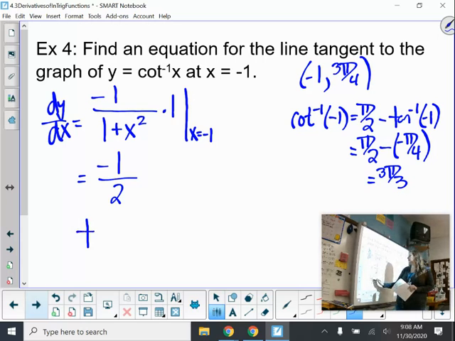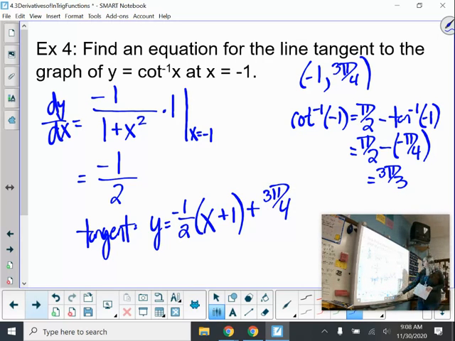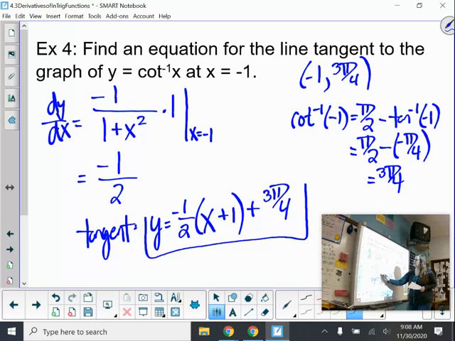So my tangent line is y equals negative 1/2 times x minus negative 1, so plus 1, and then plus 3 pi over, I realize here I wrote 3 pi over 3. That should be 3 pi over 4. So plus 3 pi over 4. And you can leave your answer like that. There's no need to simplify and go any further.